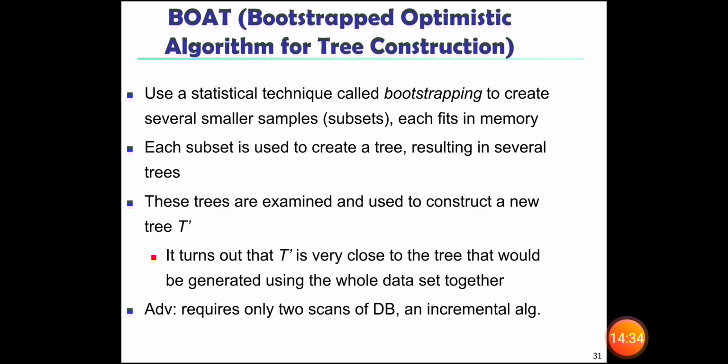So these trees are examined and used to construct a new tree T. It turns out that T is very close to the tree that would be generated using the whole data set together. For example, when you find the value of the tree, the value will be very close to the one from the data set which is already generated. The advantage here, by using this method, is that it requires only two scans of the database, and it is an incremental algorithm.